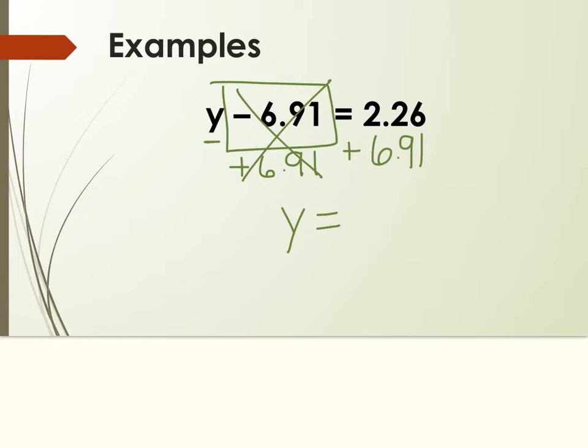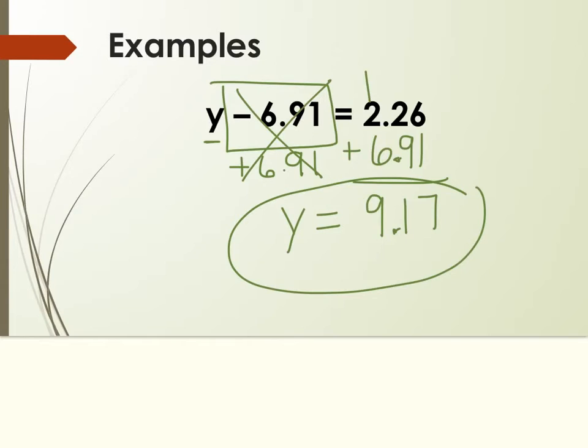Then we have a positive 2.26 plus 6.91. I've lined up the decimal, and we just add it. 6 plus 1 is 7, 9 plus 2 is 11, 6 plus 2 is 8, plus 1 is 9, and bring down the decimal. They are both positive, so the answer is positive, and the answer is y equals 9.17.